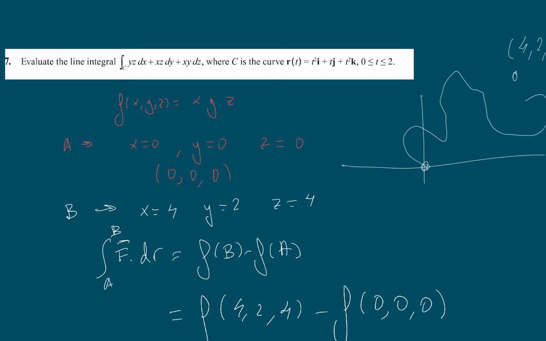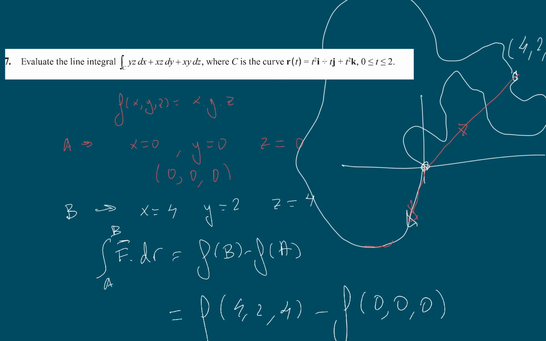Wherever you go, whatever the path that you choose to go, the work will be the same. Wow! Whatever the path that you choose, even if you choose a direct path, the work will always be 4 because the vector field is conservative.